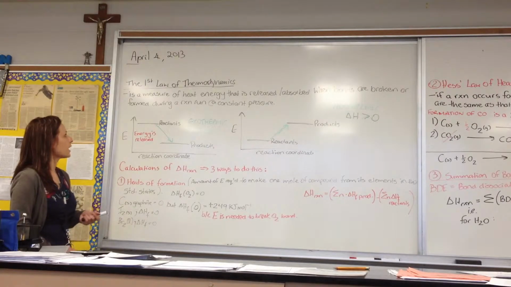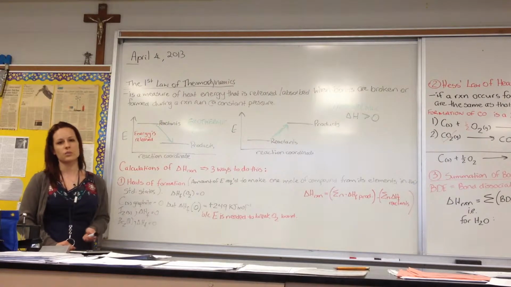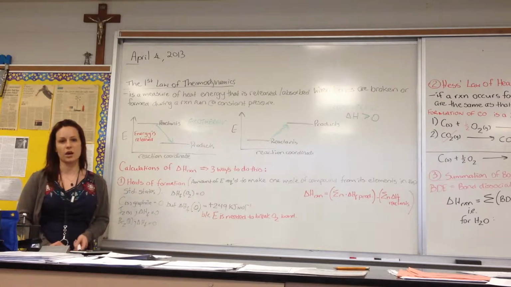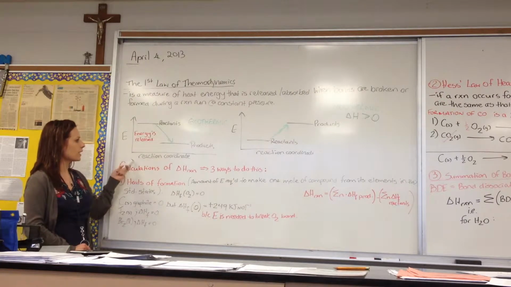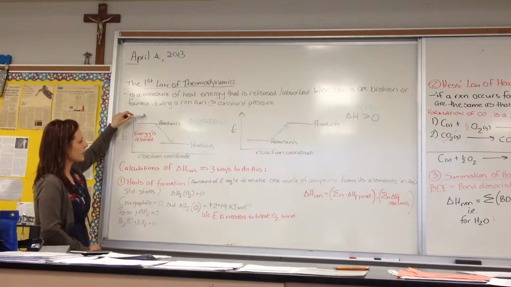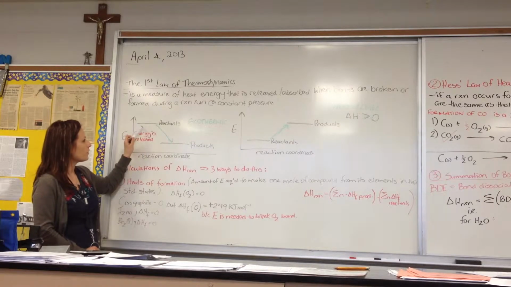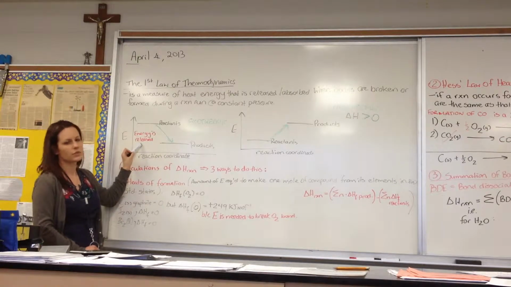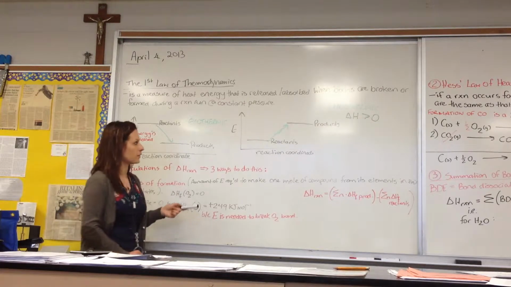So the first law of thermodynamics tells us that it is a measure of heat energy that is released or absorbed when bonds are broken or formed during a chemical reaction at constant pressure. Those are the 2 operative words. If we are to draw the reaction coordinate as a potential energy diagram, if you have your reactants at the top and your products are at the bottom, meaning that they are lower in energy, if you're going from the reactants to the products during the reaction progress, energy is released, it is exothermic, and your delta H is less than 0, meaning it is a negative number.